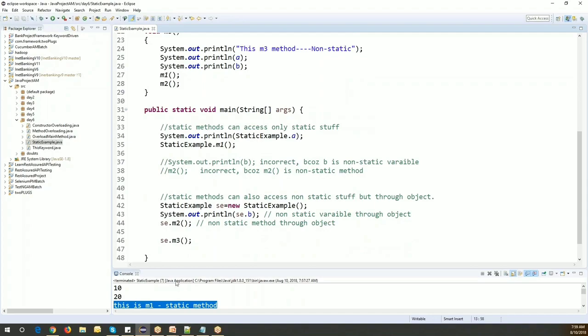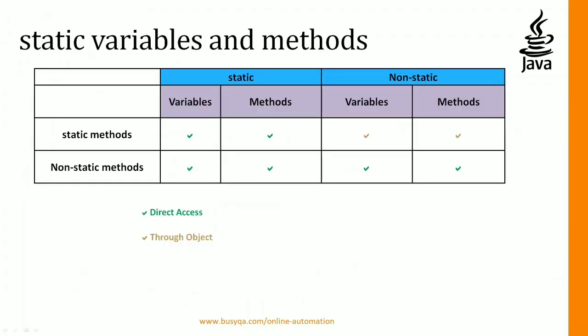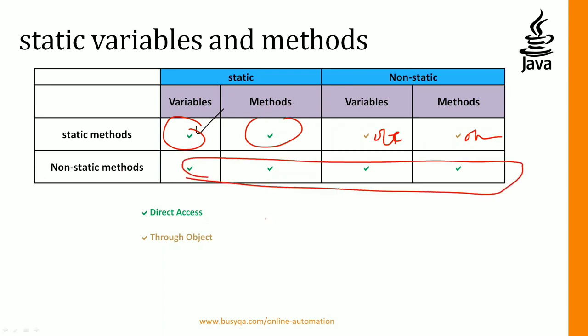I'm just summarizing these points again. Just see this table. It gives you a clear picture. Static methods can access static variables and static methods directly. So this is the direct access. And static methods can access non-static members, yes, but through an object. So here we need to use an object. Non-static methods can access static and non-static methods directly. So there is no restriction. This is the direct access. So remember this table and then it will be very easy for you.